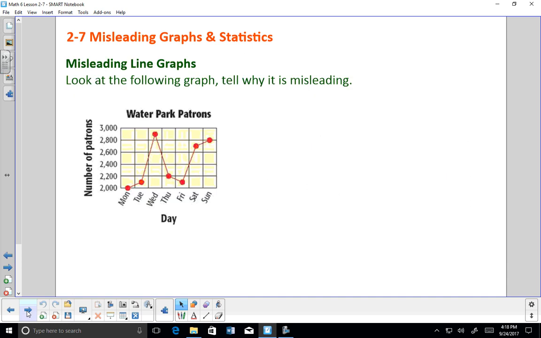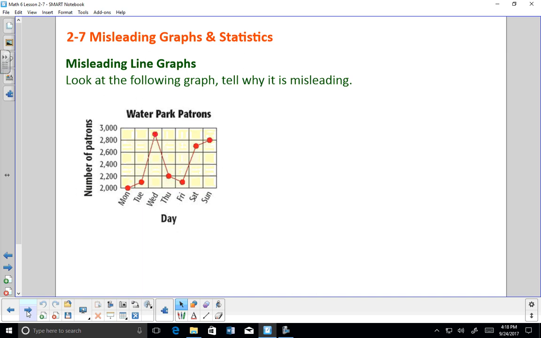Let's take a look at this graph. Look at the following graph. Let's examine it and explain why it is misleading. Water park patrons. At first glance, it looks like, holy cow, lots of people went to the water park on Wednesday and barely anyone went to the water park on Monday. It looks like no one went to the water park on Monday.